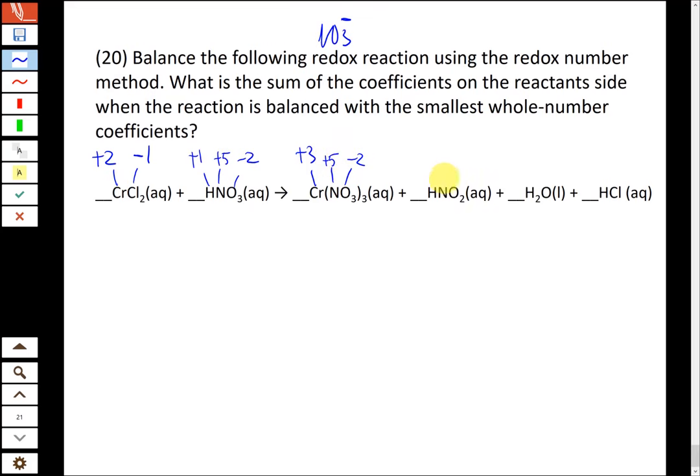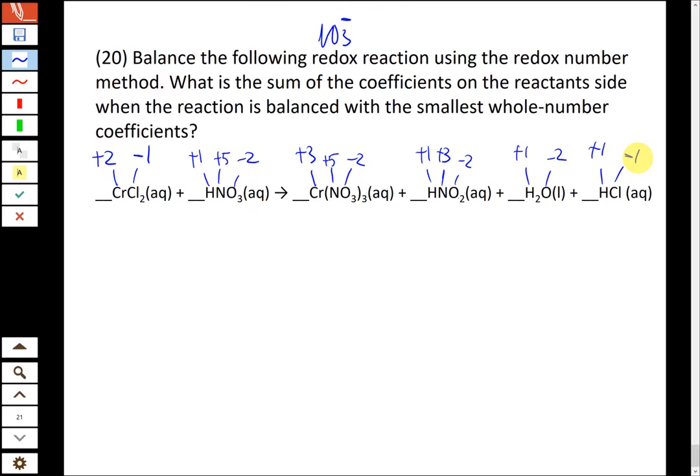And then HNO2, we have +1 for hydrogen, -2 for oxygen. 2 -2s is -4, plus +1 is -3, so nitrogen has to be +3 to balance the charge. Water, +1, -2, no brainer. And then HCl is pretty easy because it's just +1, -1. Hydrogen is always +1 in covalent compounds, and chlorine is almost always -1, and those add up to 0. So those are oxidation numbers.